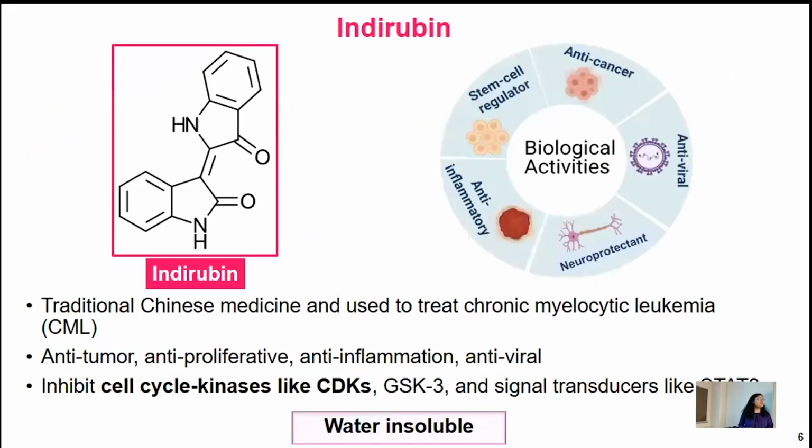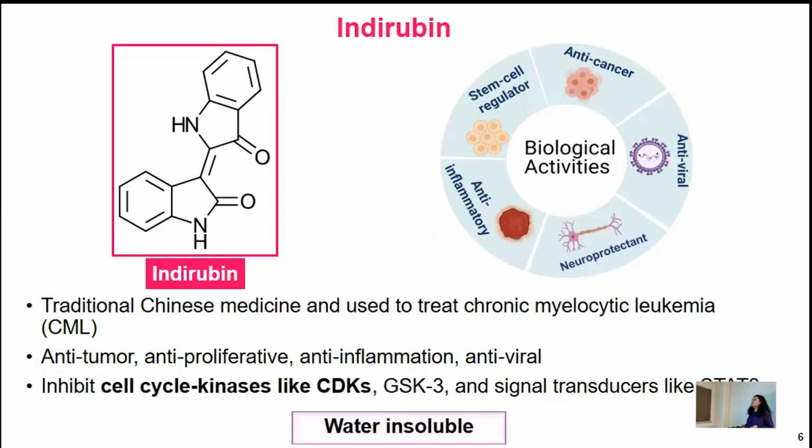But still, we are interested in indirubin. Why? Because indirubin has different biological activities. And indirubin is mainly studied for its anti-cancer property. It was also identified as a main ingredient in the traditional Chinese medicine that was used to treat chronic myelocytic leukemia. And indirubin has all these different types of biological activities because it can inhibit different cell cycle kinases like CDK or cyclin-dependent kinases, which I will be talking about later.